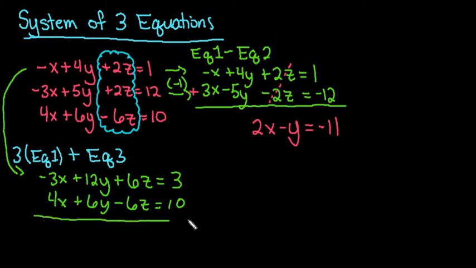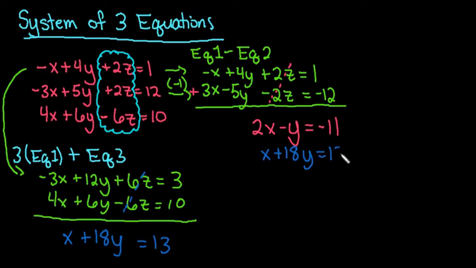And now when I add these two equations together, we can see that 6z cancels out. And so we're left with x plus 18y equals 13. So now we have our two equations, 2x minus y equals negative 11 and x plus 18y equals 13.